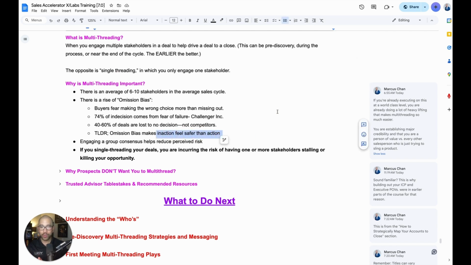So ultimately, when you engage in group consensus, this helps reduce their perceived risk. This is so vital to understand. And if you single thread deals, you are literally incurring the risk of having one or more stakeholders stalling or killing your opportunity.